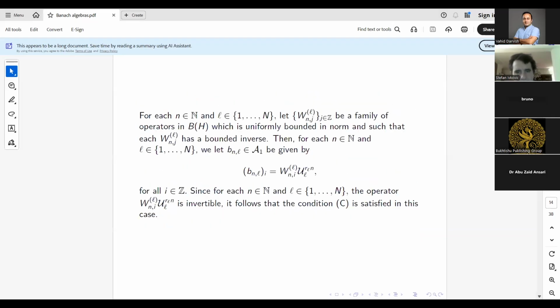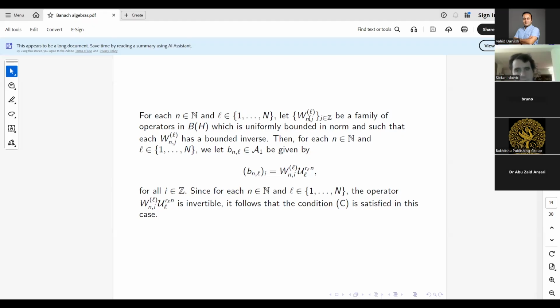And finally, we need now to define these elements B_{n,l} in A1. How do we do that? Well, we take some families V_{j,l}, sequences when j runs through Z, for any natural number n and l in 1 up to n. These are families of operators in B(H) that are uniformly bounded in norm. What I mean is that the norm of this is uniformly bounded by some constants for all j in Z. And also we assume that each such operator has a bounded inverse. And then for each n in N and l from 1 up to n, we let B_{n,l} in A1 be given in this way here. So B_{n,l} is now a sequence, and the ith coordinate of B_{n,l} is simply this operator here.